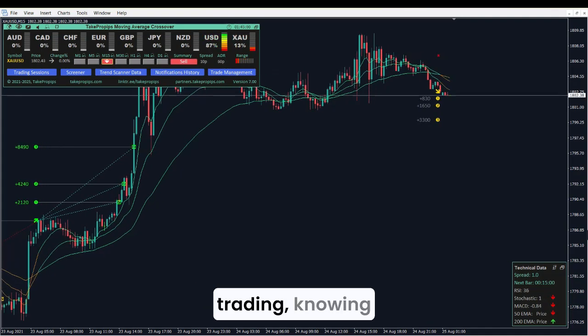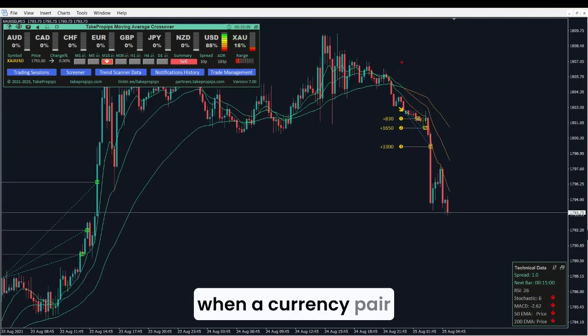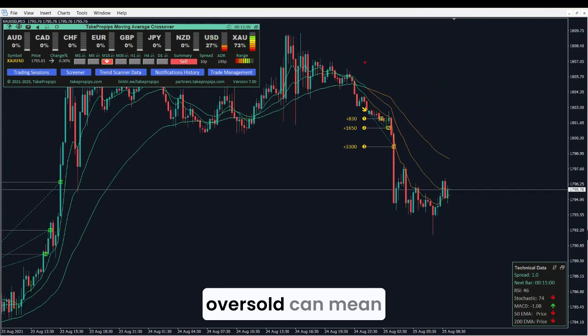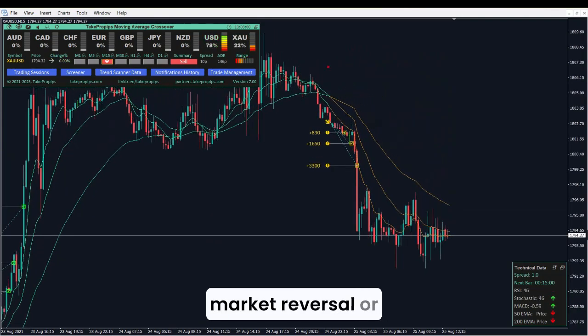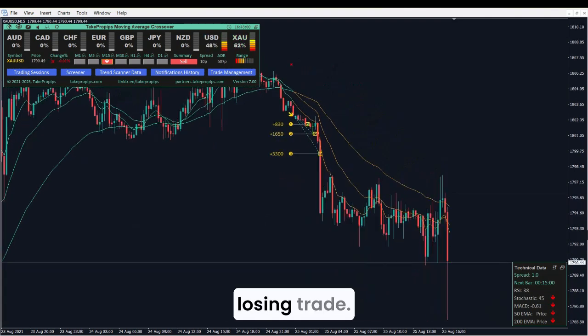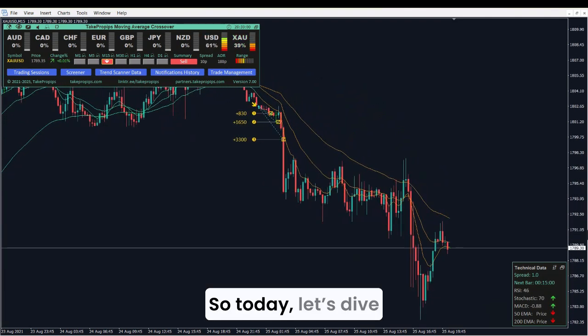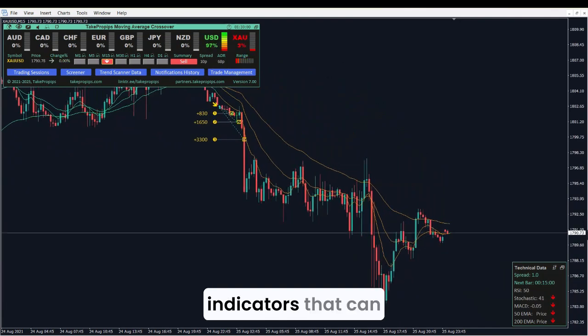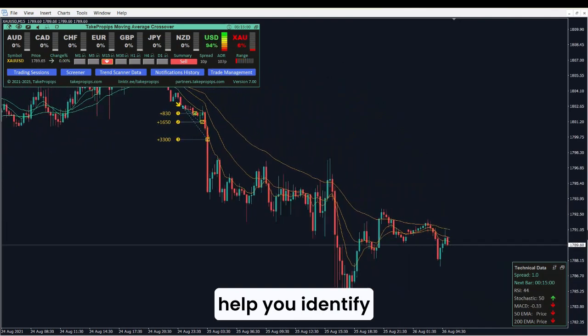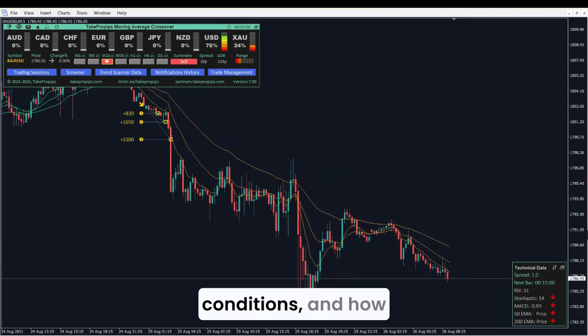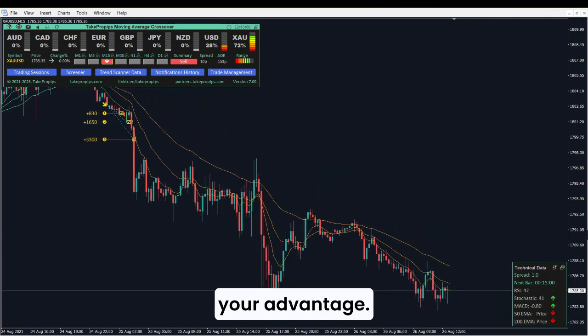In the world of Forex trading, knowing when a currency pair is overbought or oversold can mean the difference between catching a market reversal or getting caught in a losing trade. So today, let's dive into the top 3 indicators that can help you identify overbought and oversold conditions and how you can use them to your advantage.